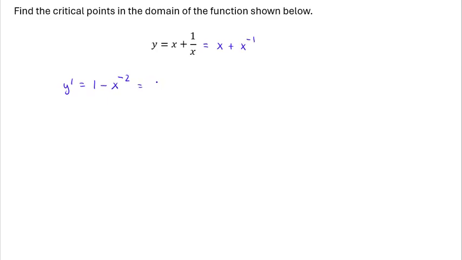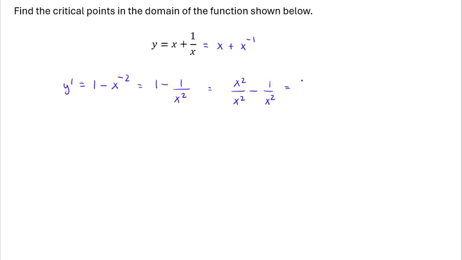And we can rewrite this as 1 minus 1 over x squared. And sometimes it's going to be helpful to rewrite our functions with a common denominator so that we can simplify it a little bit. If we want to rewrite this so that it has a common denominator of x squared, this would give us x squared over x squared. That's us rewriting the 1. And we'll keep the second fraction the same, 1 over x squared.